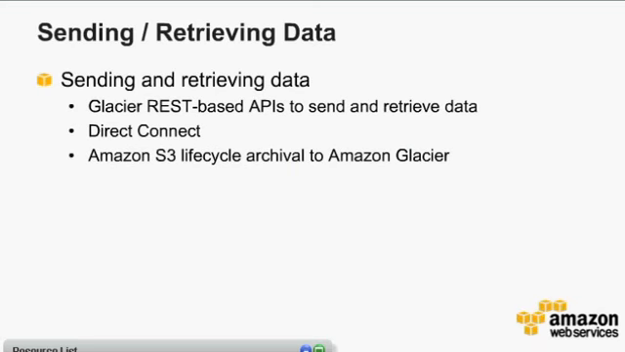Some additional considerations when you send and retrieve data to and from Amazon. You can always use the Glacier REST APIs and SDKs, but if you plan to upload large amounts of data into Glacier, we would recommend you consider using Direct Connect, which is one of the services Amazon offers in multiple regions. You can establish 1 gigabit dedicated connections or 10 gigabit dedicated connections to upload large amounts of data to Glacier.